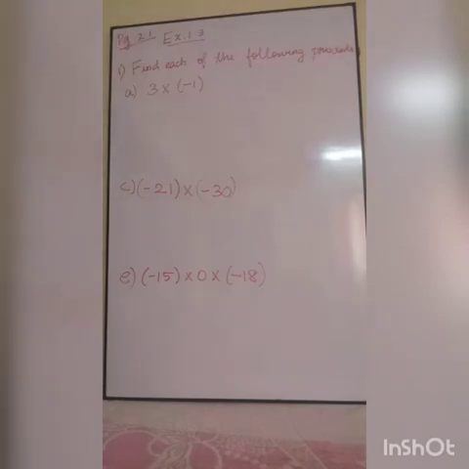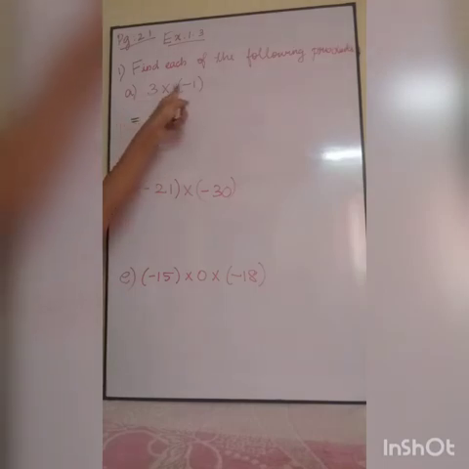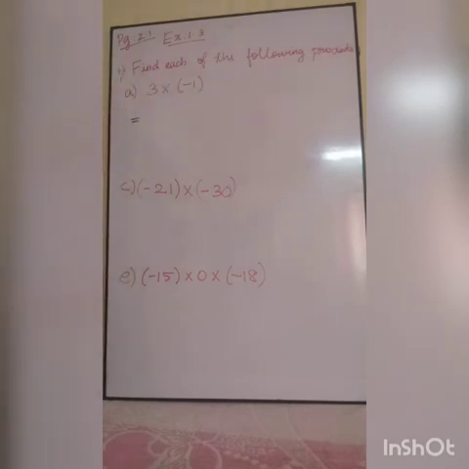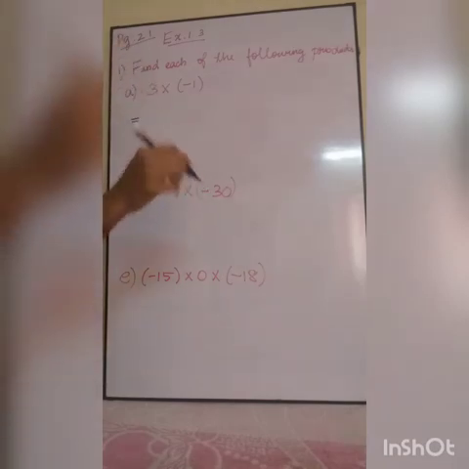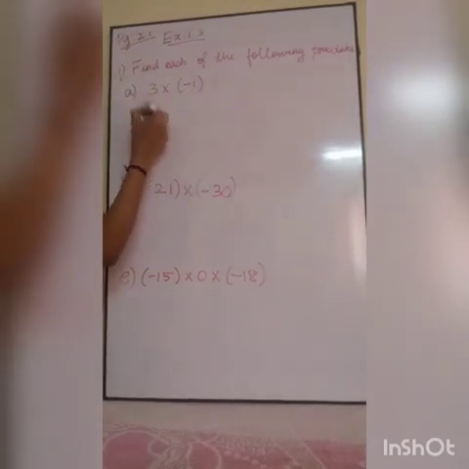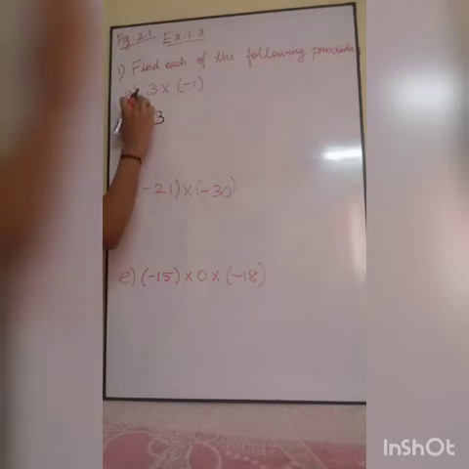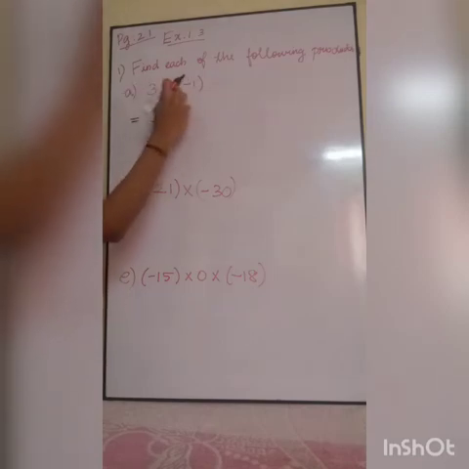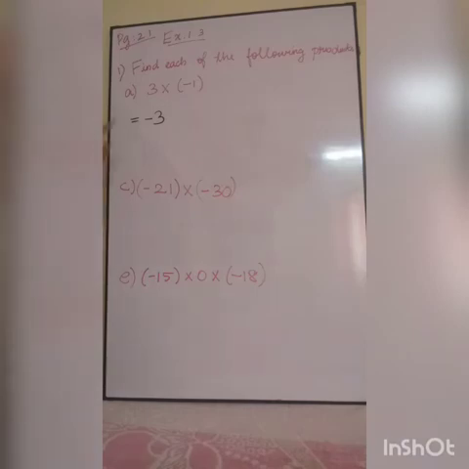Listen, here how many integers are there? 2 integers. 3 is a positive integer, minus 1 is a negative integer. So we are just going to multiply them and find the answer. I told you, before doing the multiplication, you have to multiply the numbers. 3 into 1, 3. Plus into minus, minus 3. Understood? So this is my answer.